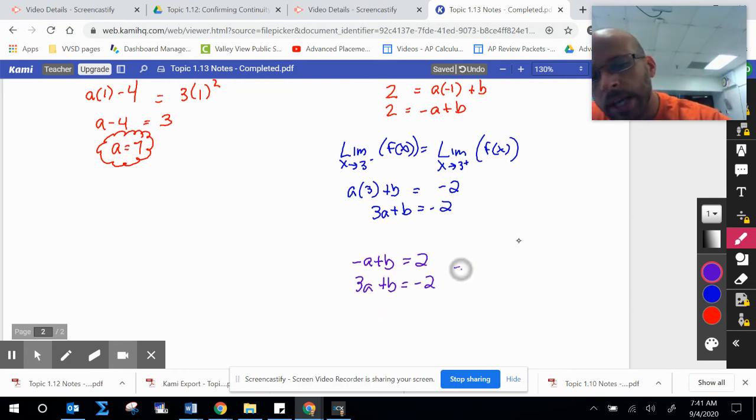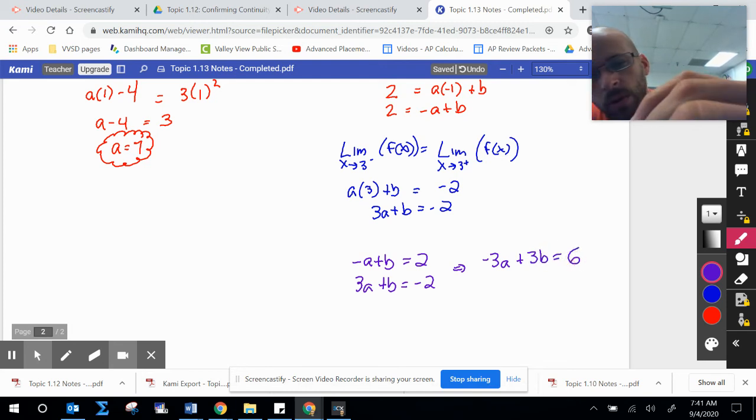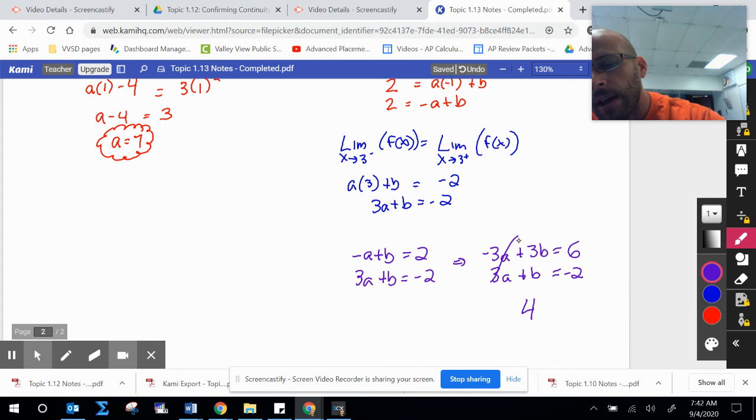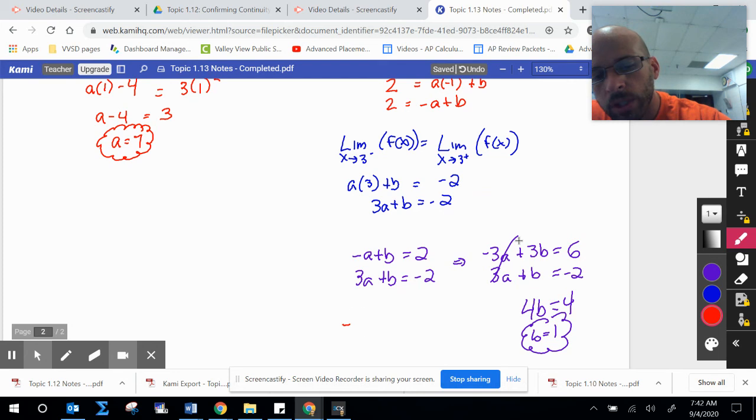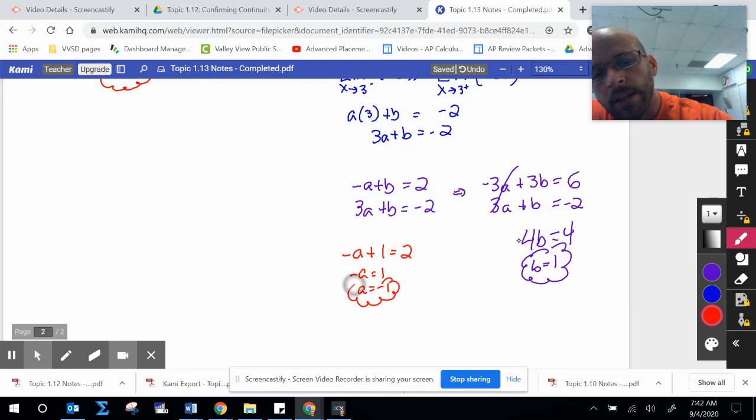I'm going to use a little elimination method here. If I multiply the top equation by 3, the bottom equation can stay the way that it is. Might have been a while since you've solved this system. I now get 4b equals 4. Divide, I get b to be 1. Now I can back substitute into one of the originals. So negative a plus my b, which is 1, is 2. Subtract the 1, divide by the negative, and I get a to be negative 1.